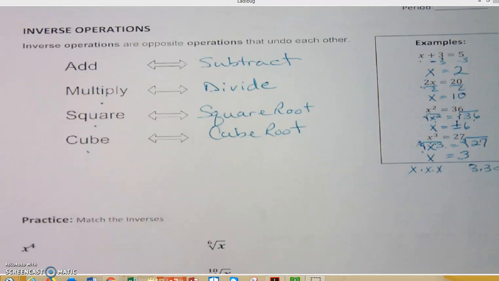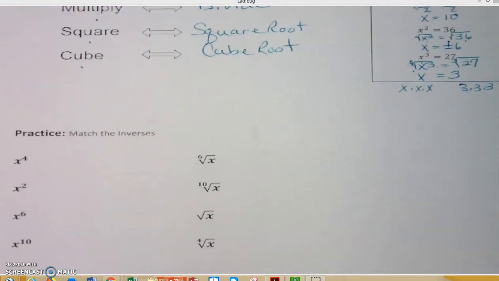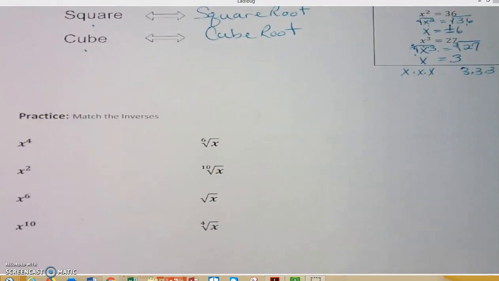So this next section here, I want you to practice. I want you to match the inverse. So pause the video here for a few minutes and match the left side with the right side, the inverse of it.